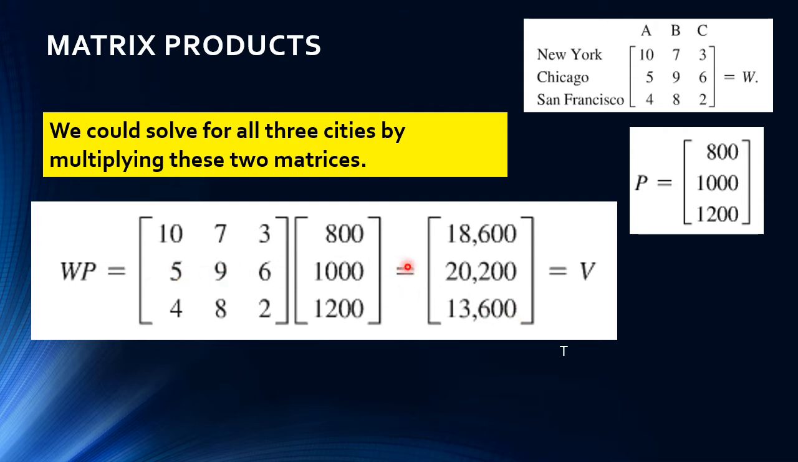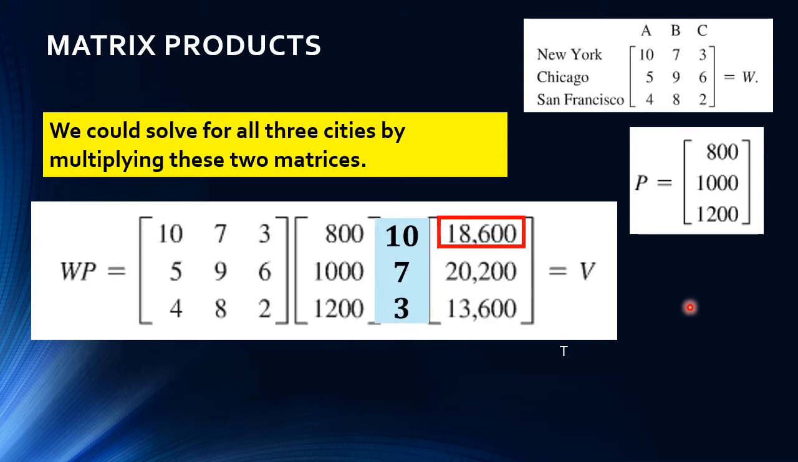Okay, when we're doing the second entry in the answer matrix, again, we take the second row times the column, so 5 times 800 plus 9 times 1,000 plus 6 times 1,200. For the third answer, we get 4 times 800, 8 times 1,000 plus 2 times 1,200, and you get all of these matrix answers.